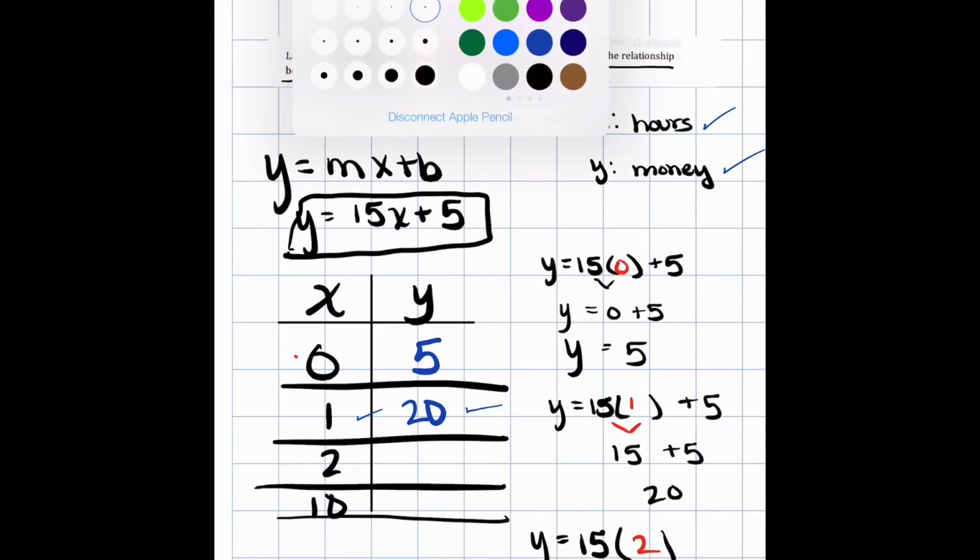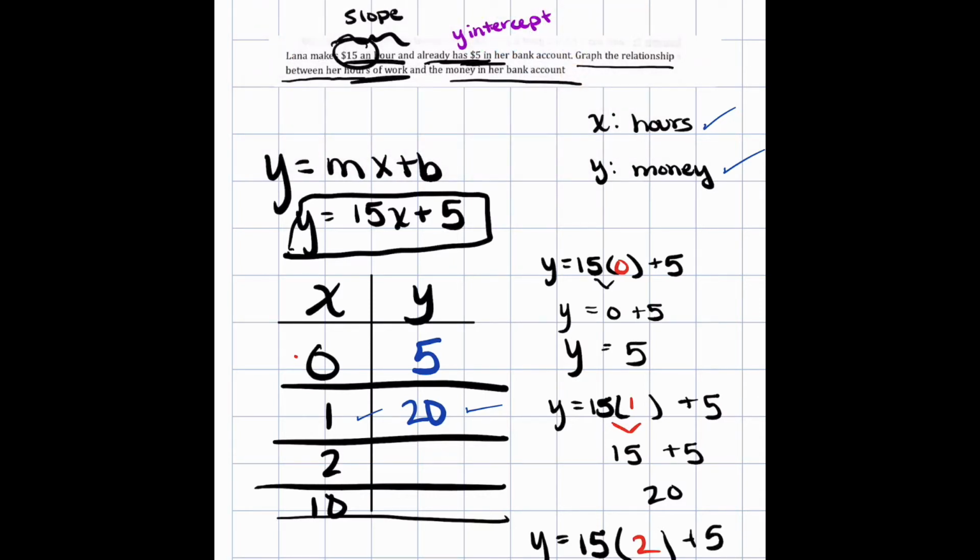15 times 2 plus 5. So 15 times 2 is 30. 30 plus 5 will be 35. So then that's going to be after 2 hours, she gets the $35.